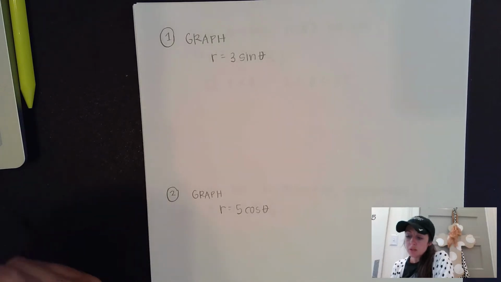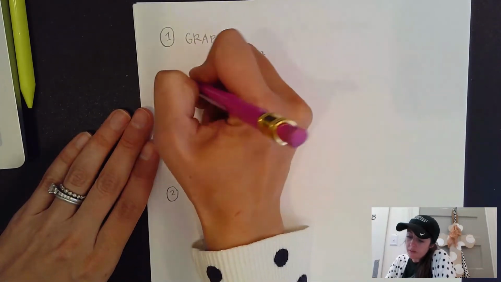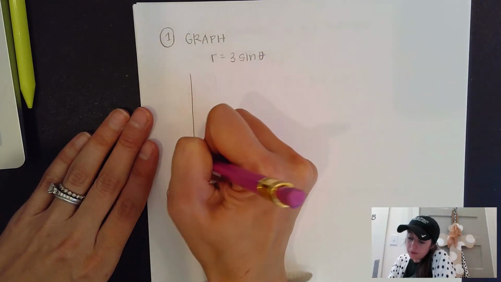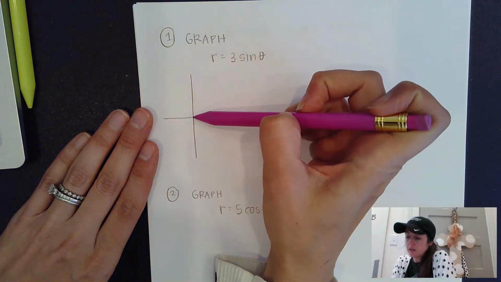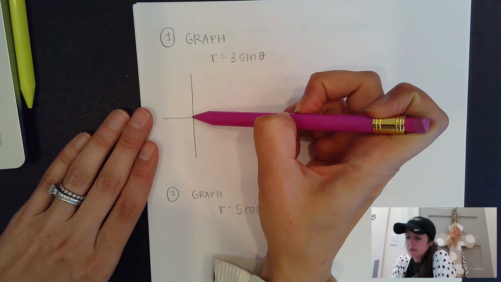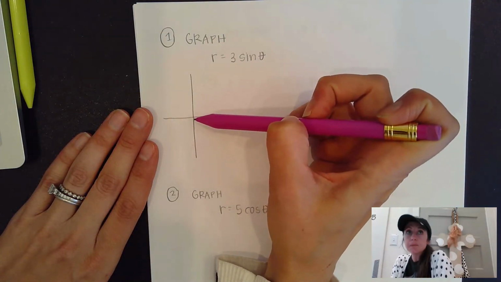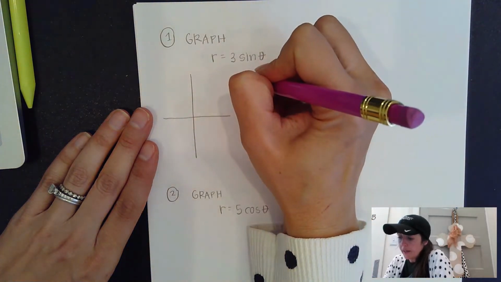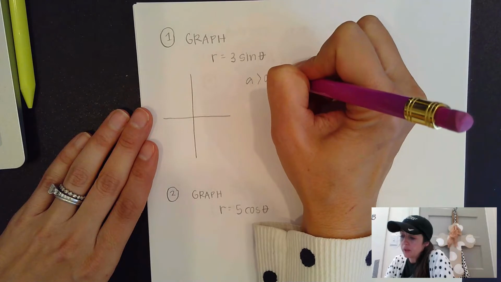So let's look at this one here. I want to graph r equals 3 sine of theta. So this is a polar graph, okay, and so remember sine of theta is either going to open above the x-axis or below the x-axis. And so if A is greater than 0, it's going to open above.